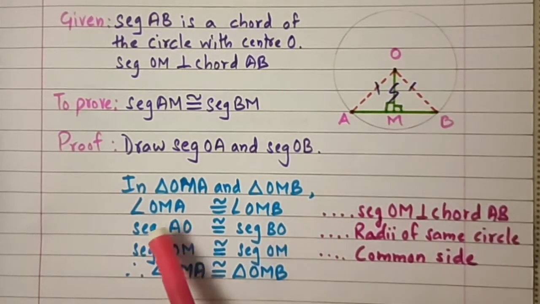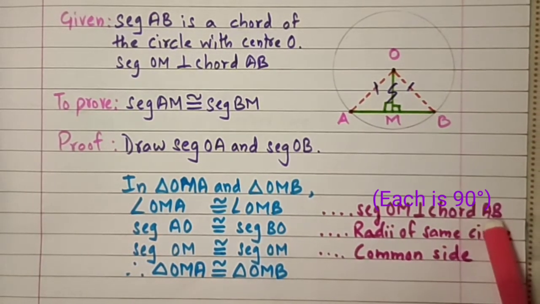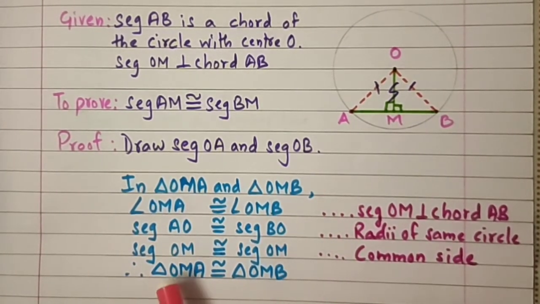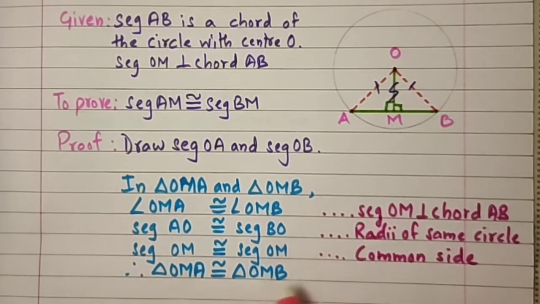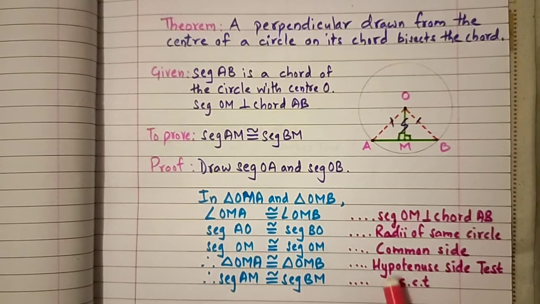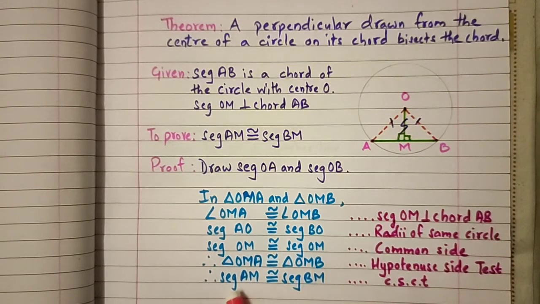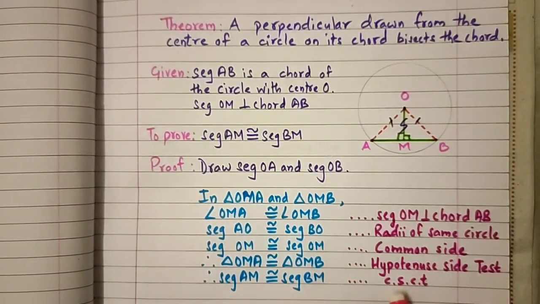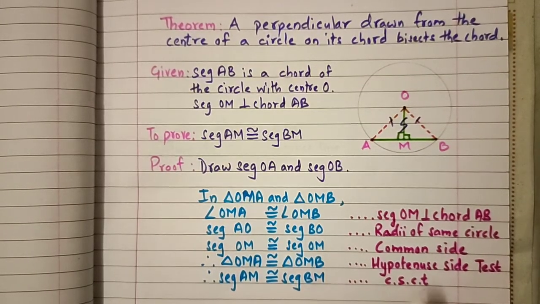As you all know, angle OMA congruent to angle OMB, segment OM perpendicular to chord AB. Seg AO congruent to seg BO, radii of same circle. Seg OM congruent to seg OM, common side. And triangle OMA congruent to triangle OMB. So dear children, I have written the test, hypotenuse side test, and since these two triangles are congruent, we get the corresponding sides congruent, AM congruent to BM, just what we wanted. And the reason, as you all know, CSCT, that means corresponding sides of congruent triangles. This is our theorem.